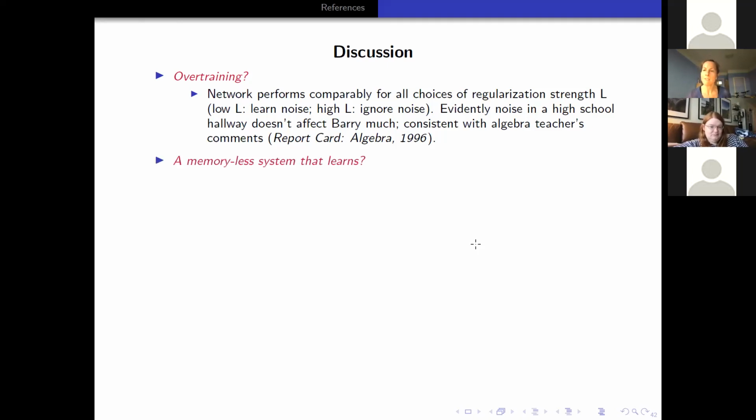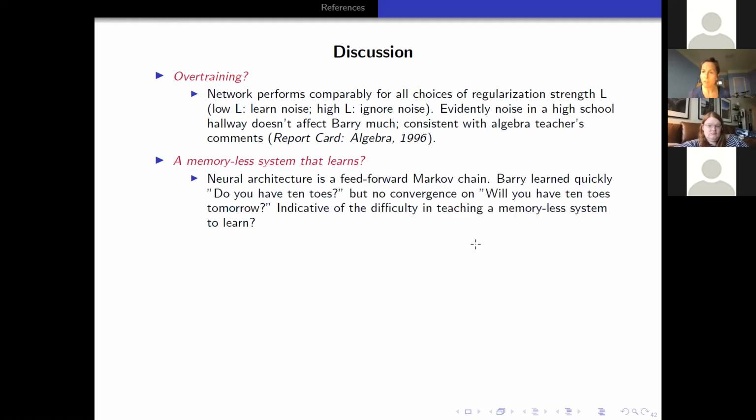Oh, a memoryless system that learns. Okay, so this neural architecture is a feed-forward only Markov chain. Information from input goes to middle, goes to output. There's no feedback flow of information. So the system has no memory. This might explain a couple strange findings we had.